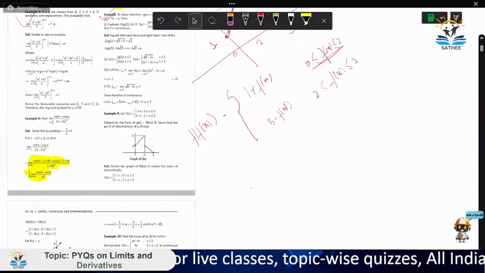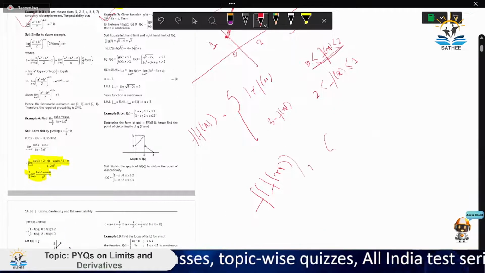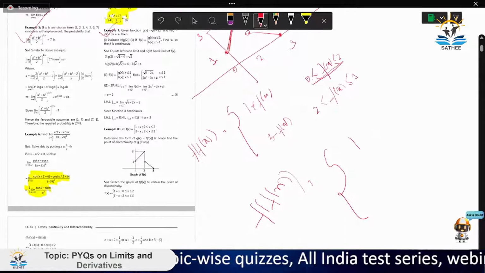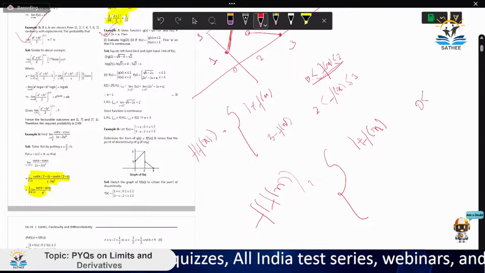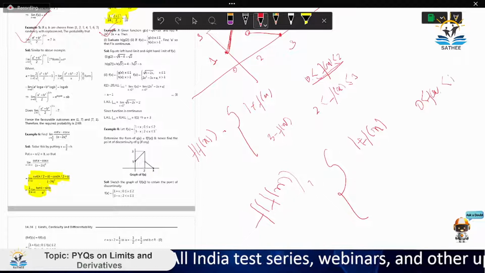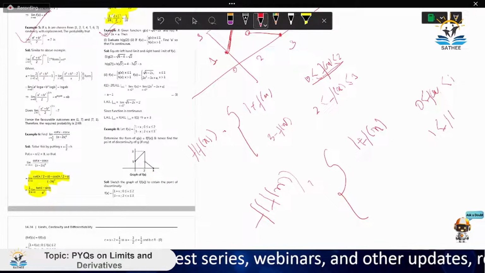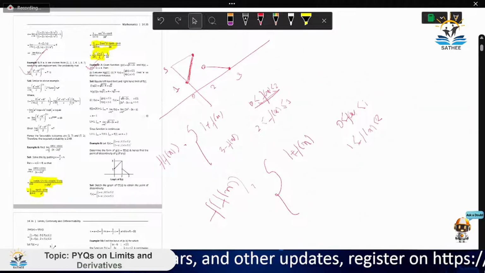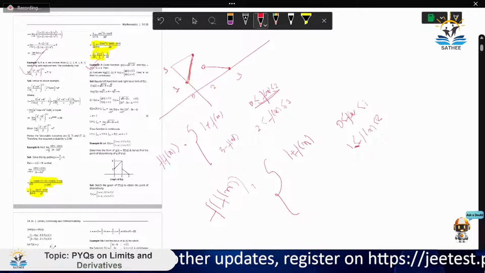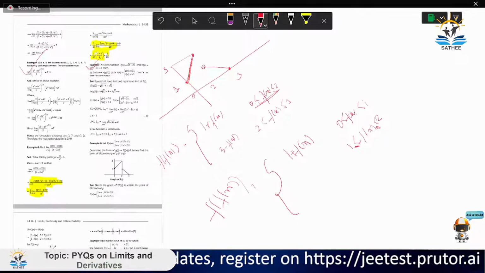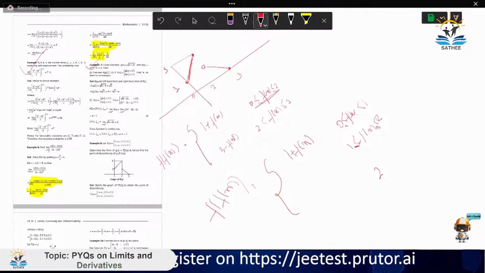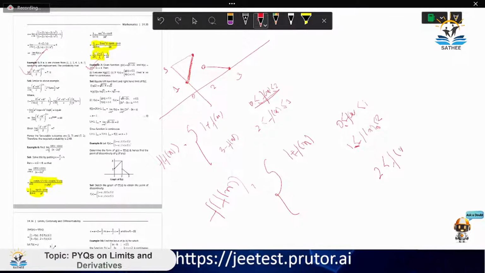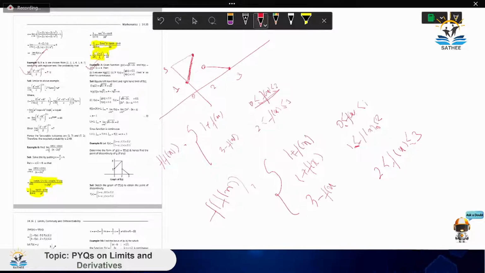So let's break it down. My f of x would be equal to 1 plus x from 0 to less than 1, and then 1 to 2, okay. From 0 to 1 it will be closed on this one, closed on this one. After that at 2, it is closed here, but open here, then open at f of 2, and here also everything will remain the same. And this is 3 minus x.